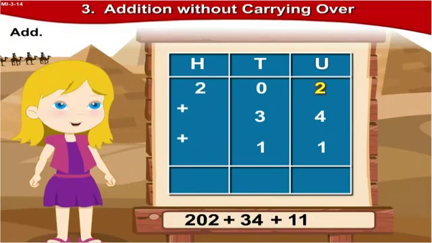In the units column, 2 units plus 4 units, 6 units, plus 1 unit would be 7 units. In the tens column, 0 tens plus 3 tens is 3 tens, plus 1 ten would be 4 tens. In the hundreds column, we have 2 hundreds, which means it is 2 hundreds, 4 tens, 7 units. So it is 247.